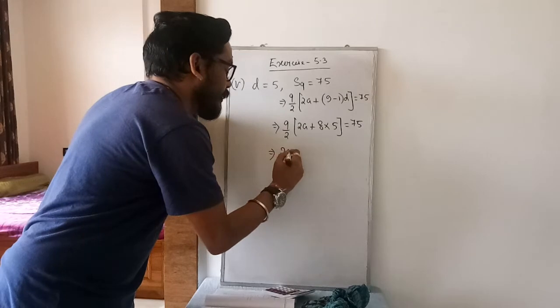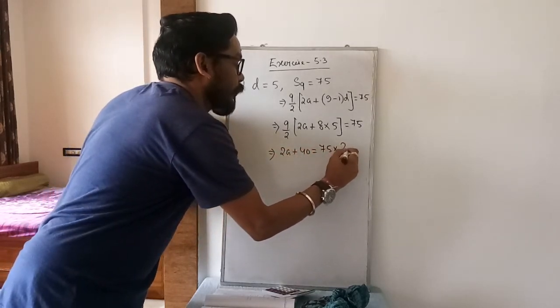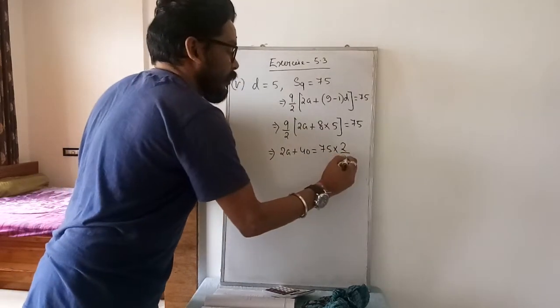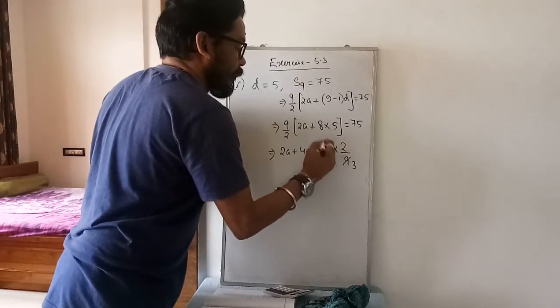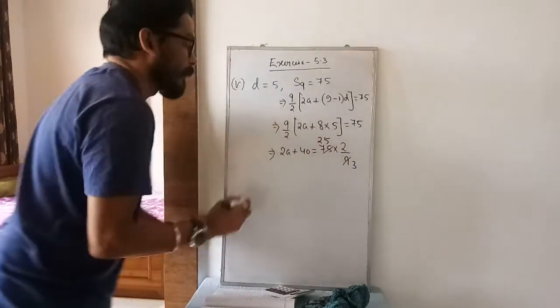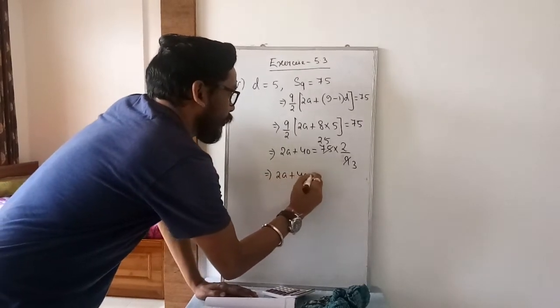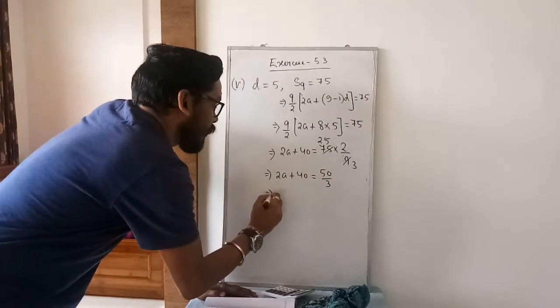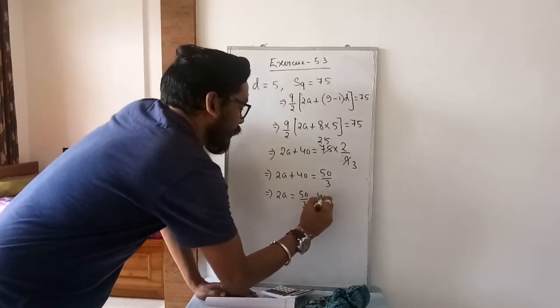So it is 2a + 40 = 75. The 2 will shift to the numerator and 9 here. You can do cancellation of this part by 3. 3 3s are 9, 3 2s are 6, 3 5s are 15. So you got here how much? 2a + 40 = 50/3. Now you shift the 40 to the other side. So it is 50/3 minus 40.